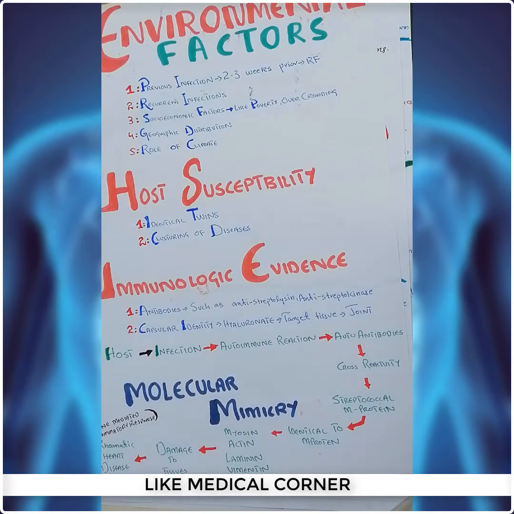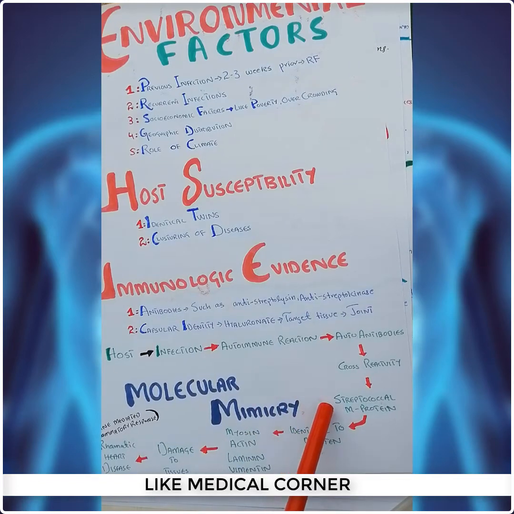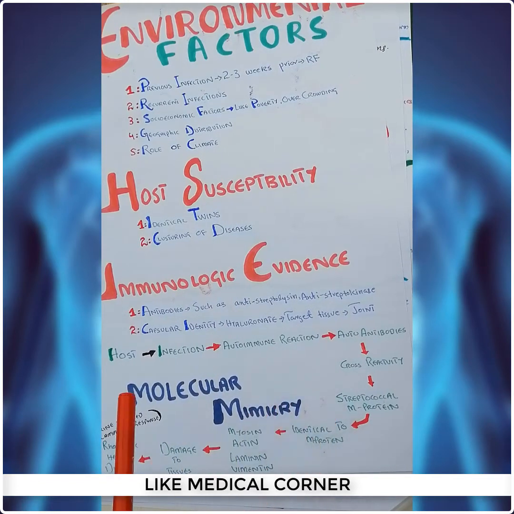So the damage which is caused in the rheumatic heart disease is due to the molecular mimicry, because the M protein which is present in streptococci is identical to the M protein which is present on cardiac valves and cardiac myocytes. This is known as molecular mimicry. Now we move on to the next topic.